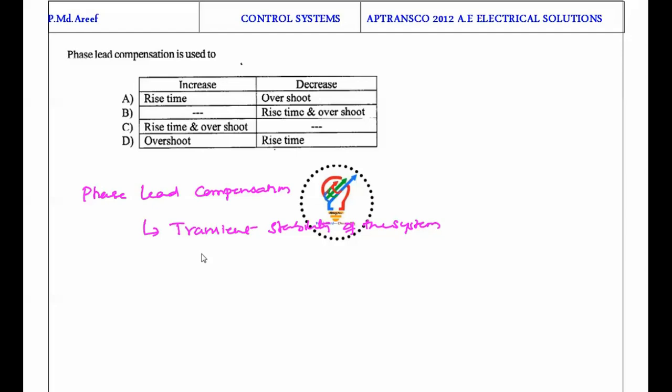So when it improves the transient stability, automatically it will improve the speed of response. As the speed of the response increases, time decreases. Automatically as the time decreases, rise time also decreases. As the rise time decreases, automatically the maximum peak overshoot increases. So the maximum peak overshoot increases and rise time decreases. So D is the right option for this question.